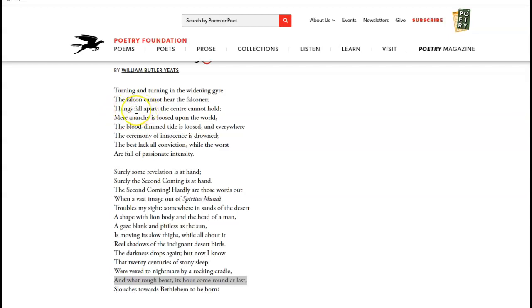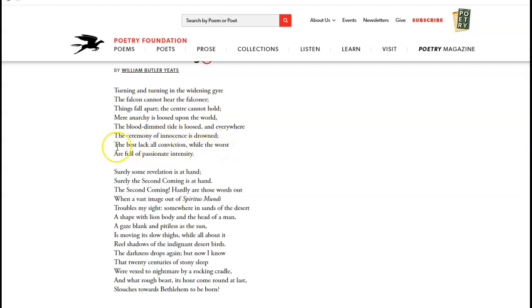Things fall apart, so the world falls apart. The center cannot hold. It's like the moral compass or the center of the world of society is falling apart. Anarchy is loosed upon the world, so rebellion, fighting is loosed upon the world, so there's fighting happening. Innocence is drowned, so those who are innocent lose their innocence. There's no conviction, so the world he sees is losing its morals or its conviction of what is right and wrong.